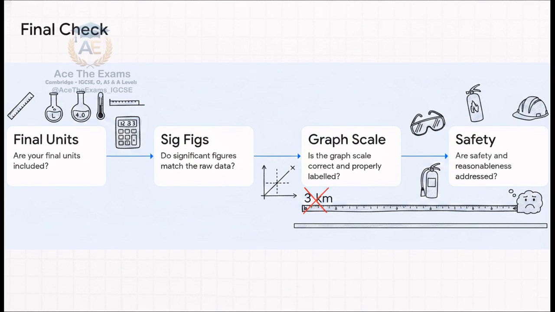So before you even think about moving to the next question in your exam, you need to run through this final practical check. Ask yourself, are my final units included? Do my significant figures match the least precise raw data provided? Is my graph scale expansive and correctly labeled? And finally, did I address safety and reasonableness? For instance, if you calculate the length of a lab bench to be 3 kilometers, your answer's not reasonable. Stop, find your calculation error, and fix it.